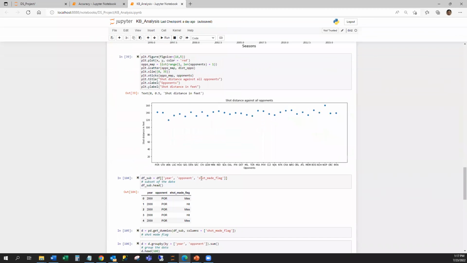And this is the Jupyter notebook code. I used the opponents, the distance, and the scatter plot.